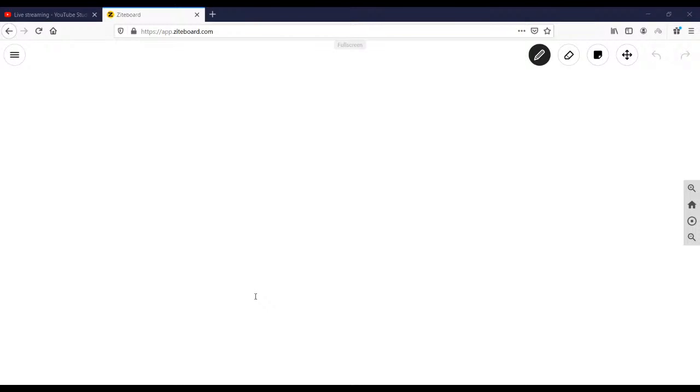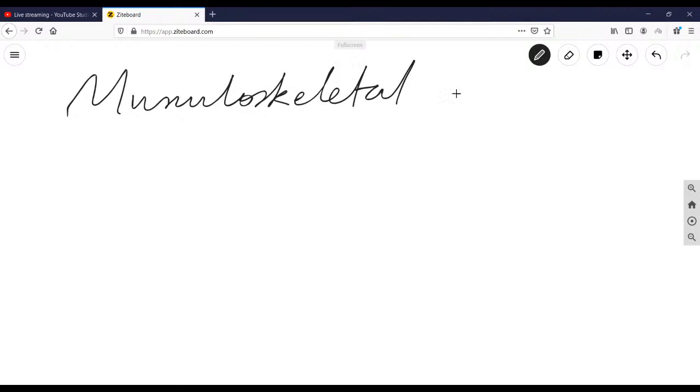Okay, so movements such as throwing a ball, biking, walking require interactions between bones and muscles. So the bones, the muscles and joints form an integrated system known as the musculoskeletal system.